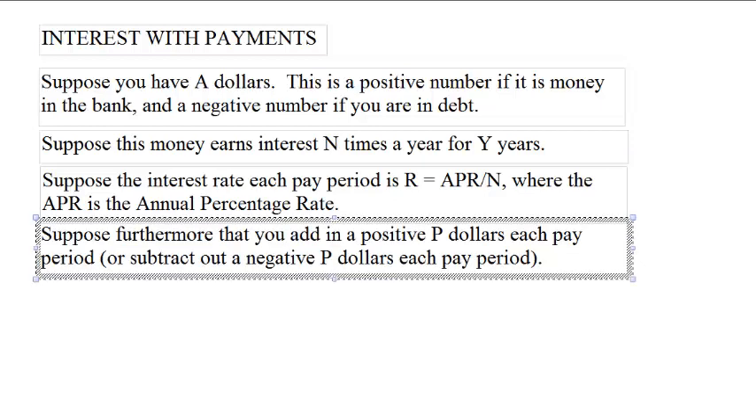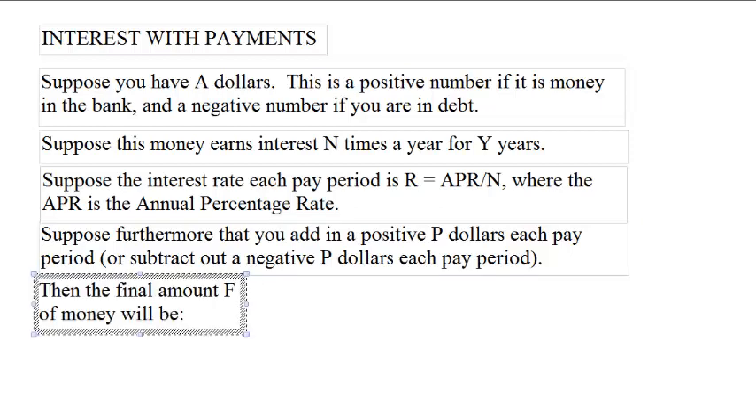Furthermore, we are going to add in P dollars every single one of those pay periods. So what does this mean? Just as A could have been positive or negative, P could be positive or negative. If P is a positive number, it means you're adding money in every month or every pay period. If P is a negative number, you're taking it out. We're going to do all possible cases in a little bit. But in any case, here's the formula.